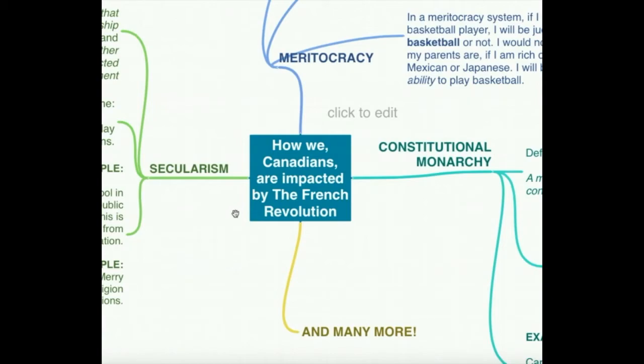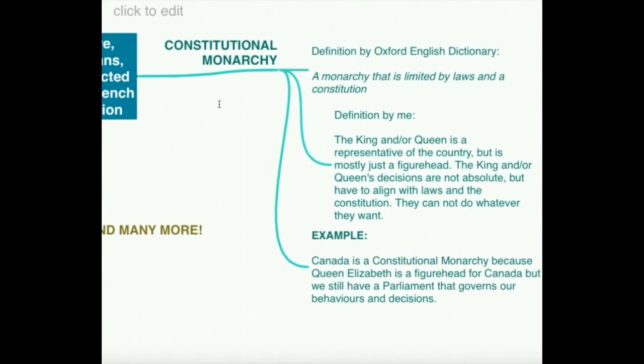Here is the mind map I have mentioned. At the center, I have stated the main topic: how we, Canadians, are impacted by the French Revolution. By thinking about how we are impacted, we need to look at those major themes and consequences of the French Revolution to understand what influences us. I have listed 3 of these influences here.